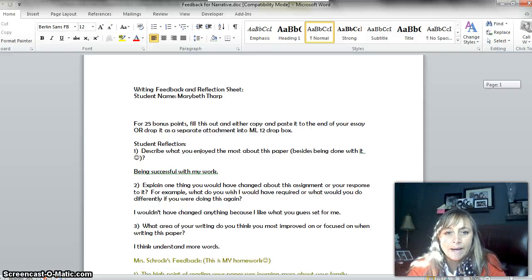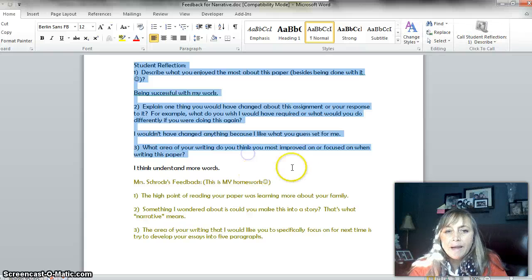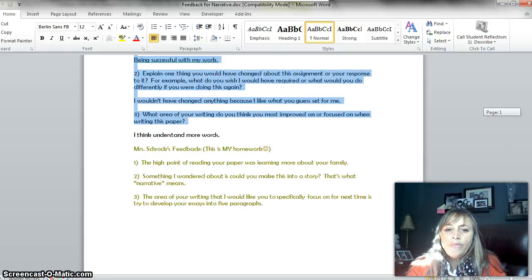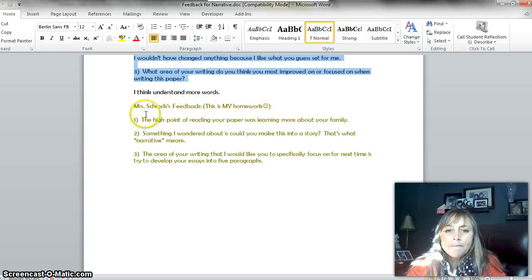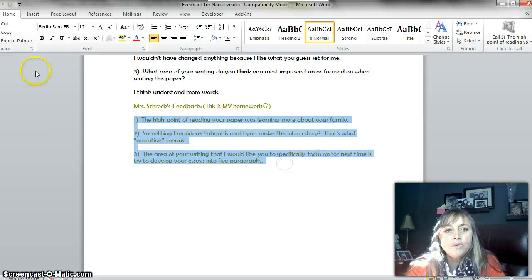This is a student of mine, and I had the students fill out this part of the document with their paper. So after they wrote their paper, they fill this part out. Okay, and I just asked them a series of questions. Then when they got their paper back, this is what I told them. And if you'll notice, it's very simple. It's a high point. It's something I wondered about with their paper.